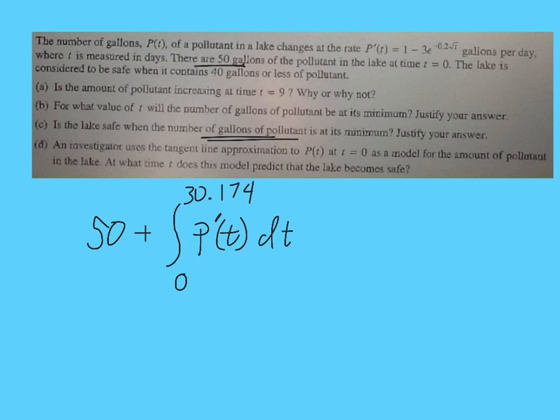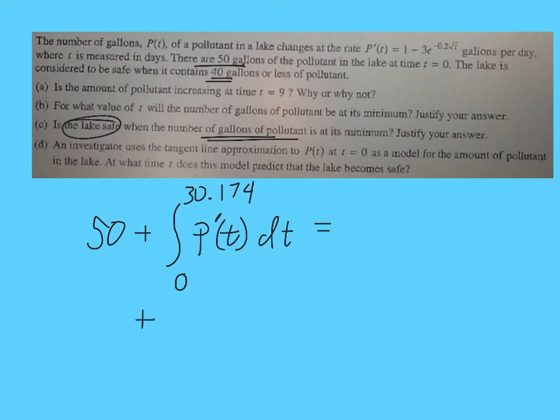So we're punching this into our calculator and we're seeing hopefully it's below 40. If it's below 40, we can say that the lake is safe. So again, let's punch this into our calculator. I have this in my calculator already, so I'm going to do the second part of this. Second function, calculate number 7 from 0 to 30.174.